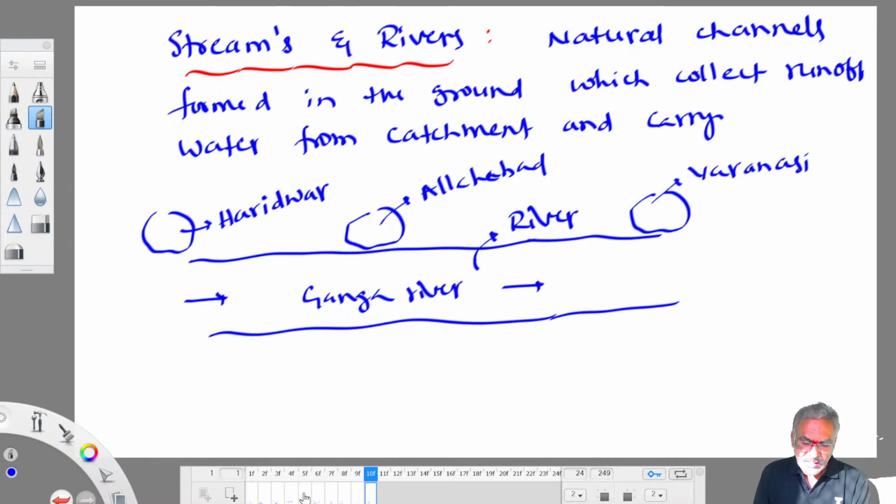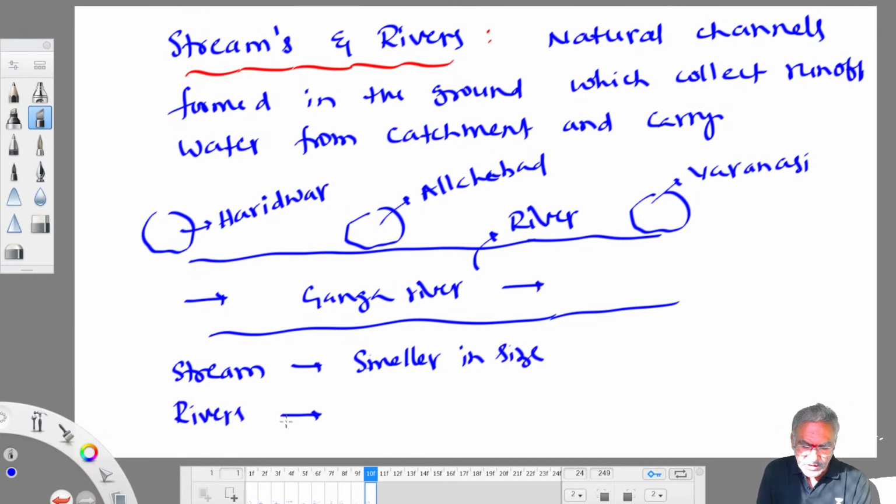There are two types: stream and river. A stream is a small channel, smaller in size, and a river is a big channel. Many small streams join into a big river. Many small streams combine together and ultimately result in a river. A river is bigger in size.